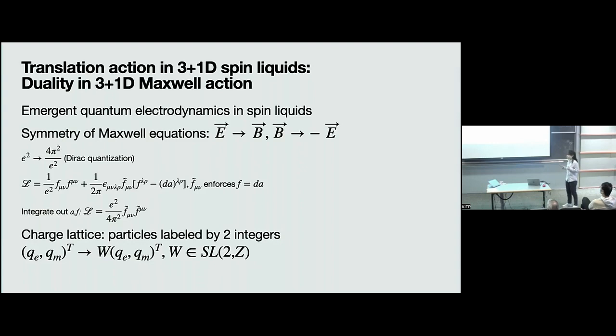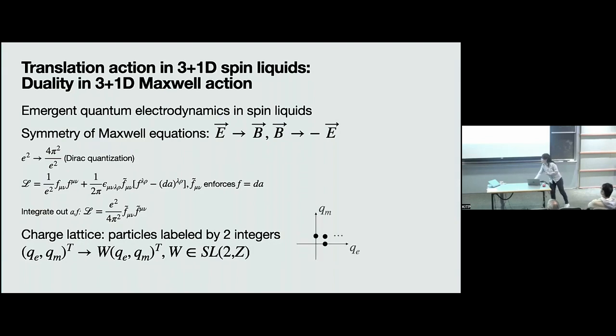We can similarly classify translation fractionalization in Z2 spin liquid. And more interestingly, I want to focus on U1 spin liquid in 3+1D, which is described by the emergent quantum electrodynamics. And from the Maxwell equations that we learned, there is a manifest symmetry in the Maxwell equations, which is by sending E to B and B to minus E, forming the so-called electromagnetic duality.